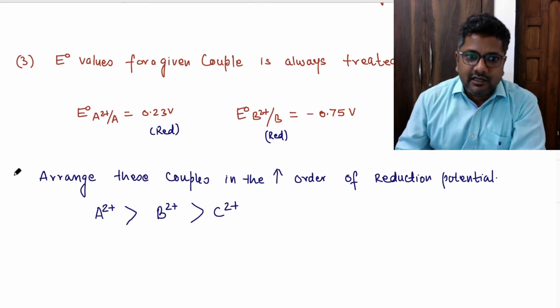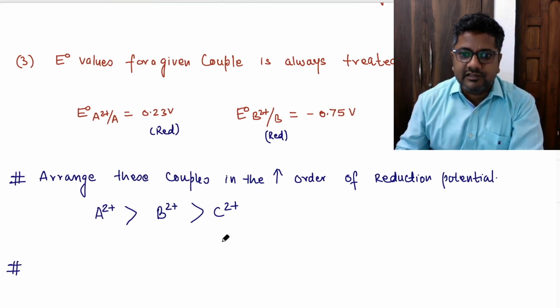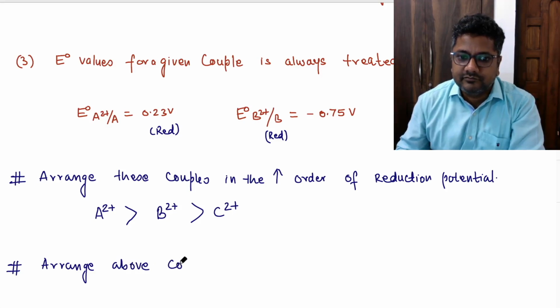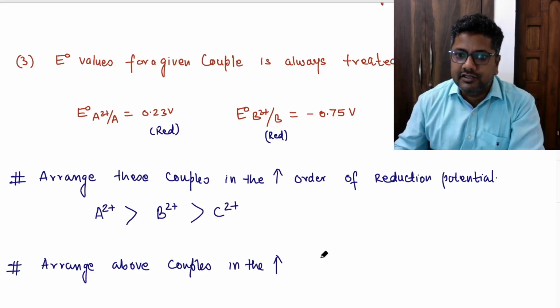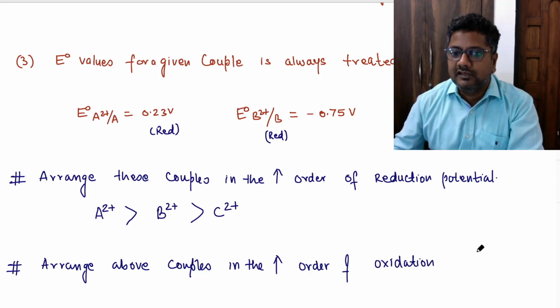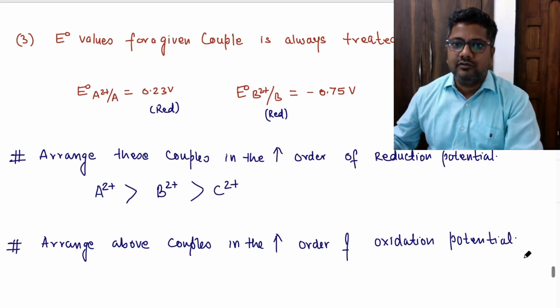Suppose that in the same data it is asked, arrange these above couples in the increasing order of oxidation potential. Oxidation potential. So how to do this?